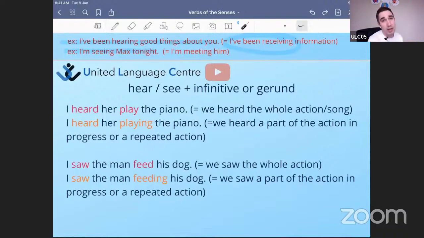Okay, I saw the man feed his dog. He gave the dog food. The dog ate the food. The dog finished the food. I saw all of it.